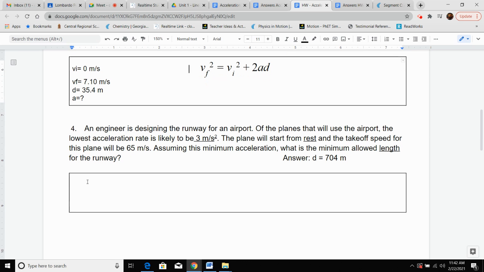Okay, now this problem. An engineer designing a runway for an airport. Oh, one of the planes. So the lowest acceleration rate. Okay, so we're given an A of 3 meters per second squared. Then what else? Starting from rest, so VI.